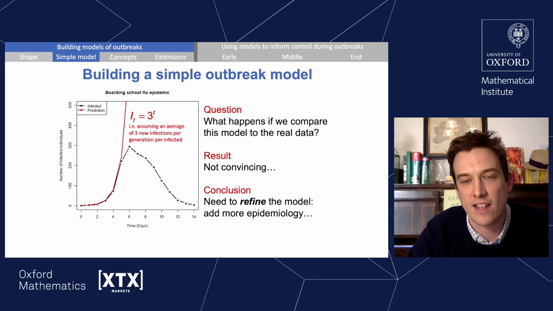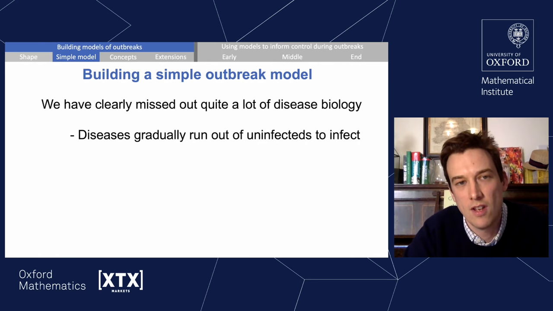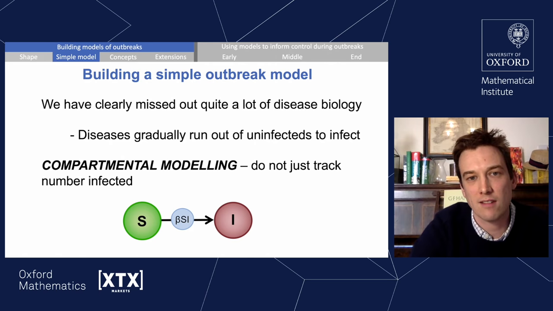What we have to do next is a very important aspect of mathematical modelling: we have to refine the model. We can't just carry on with this model; we have to make it better, make sure that the model matches the data more closely. We have to add in more infectious disease epidemiology. Clearly one of the issues with this very basic model is that we've missed out a huge amount of disease biology. In particular, we've missed out the fact that diseases gradually run out of uninfected, susceptible individuals to infect. And so what we can do instead is consider what's called compartmental modelling.